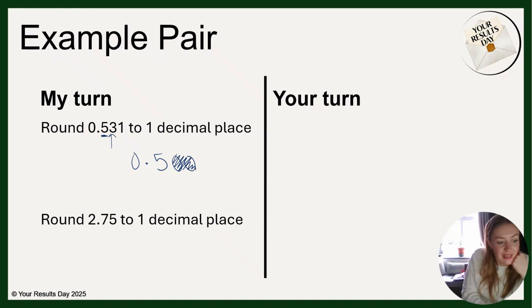We've got 2.75 rounded to 1 decimal place. So here's my first decimal place. I'm peeking next door. I can see I've got a 5. 5 is one of the digits that causes my number to round up. So the 7 will become an 8. And as you can see in both of these answers, I've got 1 digit after the decimal point. So we call that rounding to 1 decimal place.